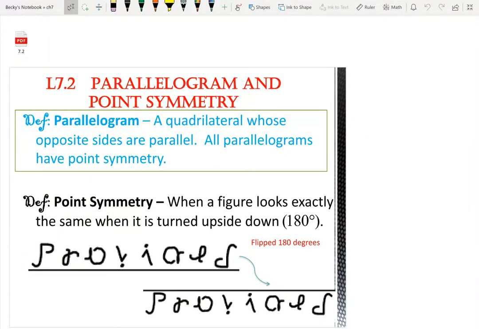Hi, we're going to go over lesson 7-2, parallelograms and point symmetry. So, a parallelogram is a four-sided shape, a quadrilateral, whose opposite sides are parallel.